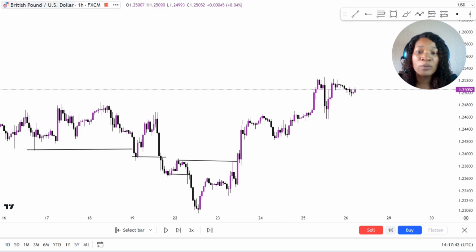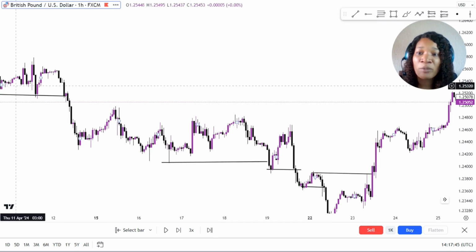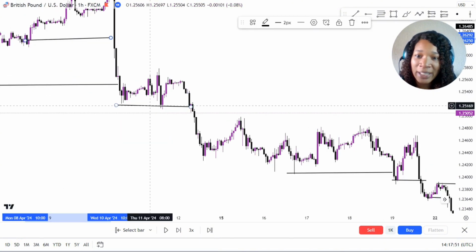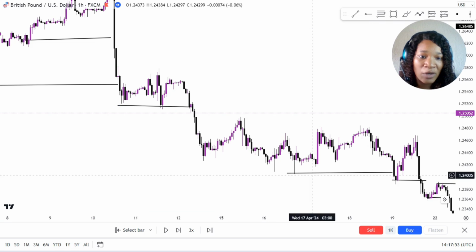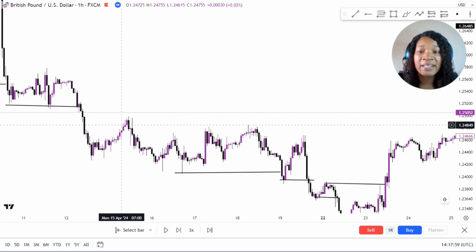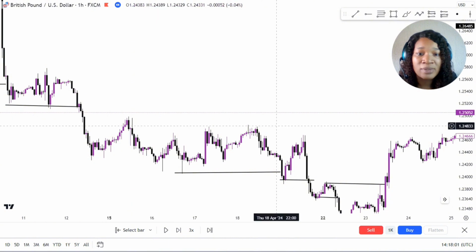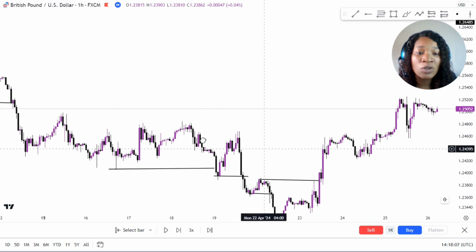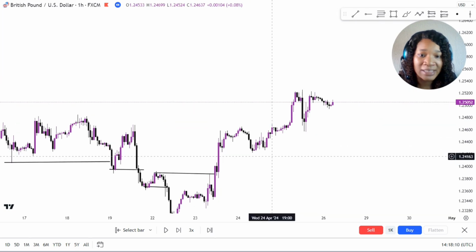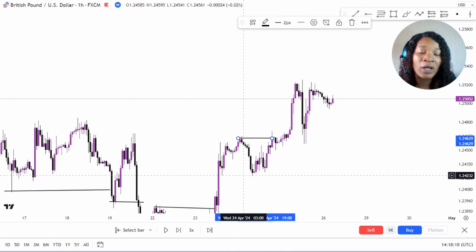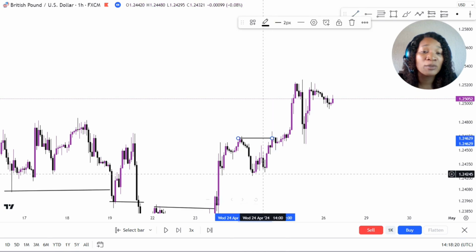Remember here we were looking for break of structures, this one right here, this one right here, this one right here, to the downside, so that we can then find a comfortable zone to sell from any of these zones here according to your strategy, trend line and all of that. But right here you can see that price is no longer giving that. Instead, price is giving break of structures to the upside. So if I mark out a break of structure here, depending on my strategy, I'll be looking for any zone to buy from here.